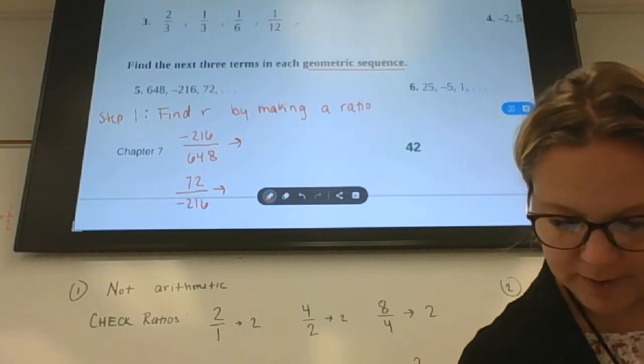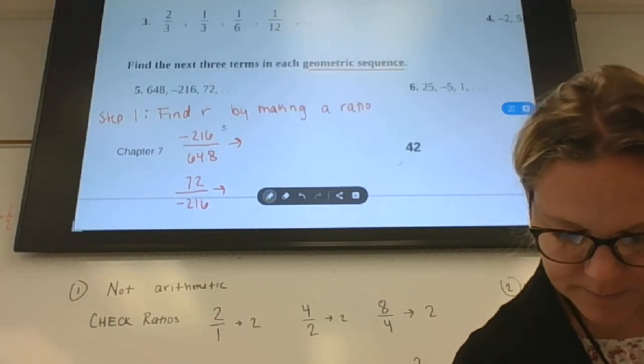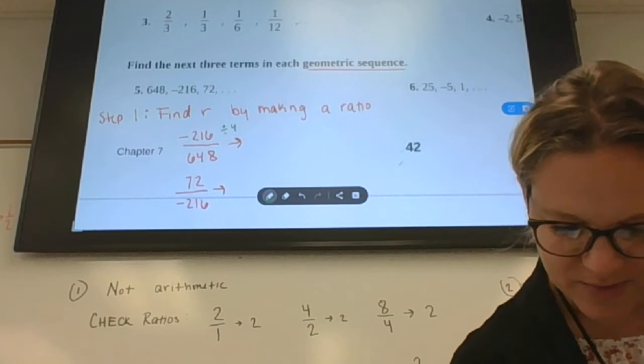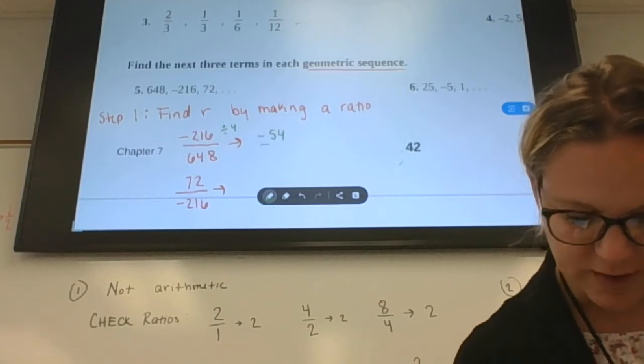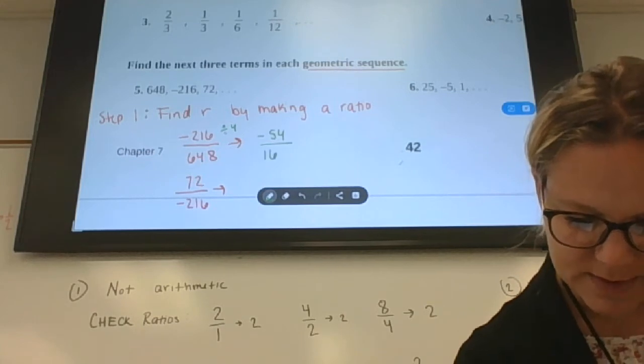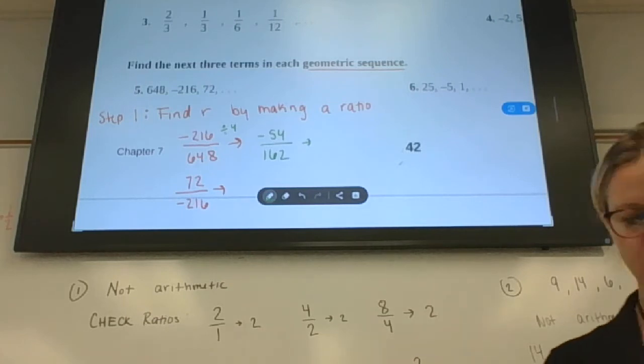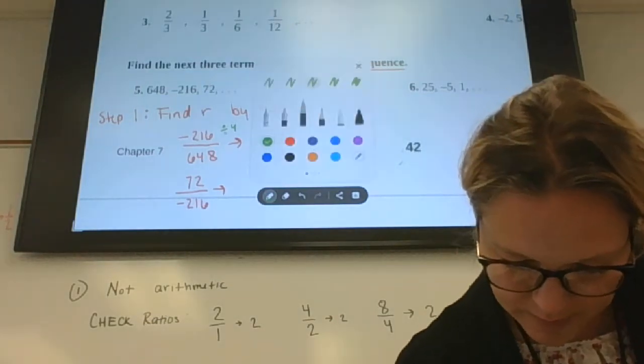Divide the top by 4, and we get negative 54. Divide the bottom by 4, we get 162. I think this will reduce again. By 8 again? Should have done 8 the first time, more quickly. So now we'll divide by 4 one more time.